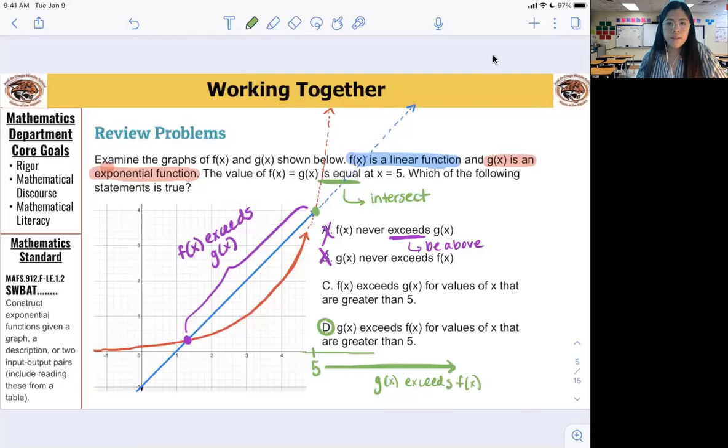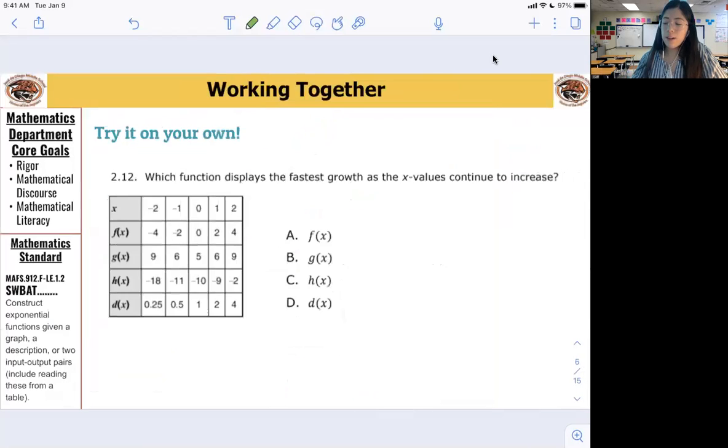Okay. All right, so one more of these. Which function displays the fastest growth? And what did I just say? What type of function always goes the fastest? Exponential. Exponential always goes the fastest. So what this question is asking me is which of these is exponential?